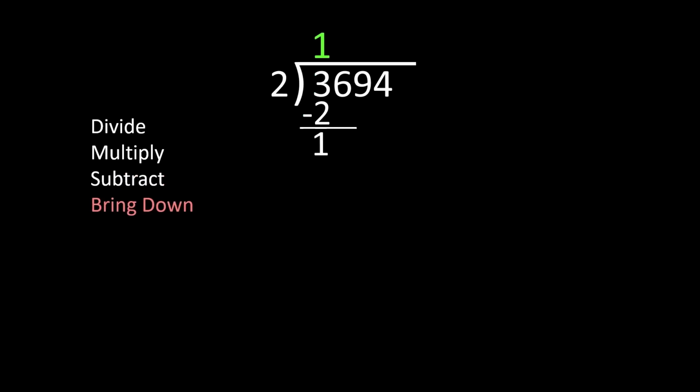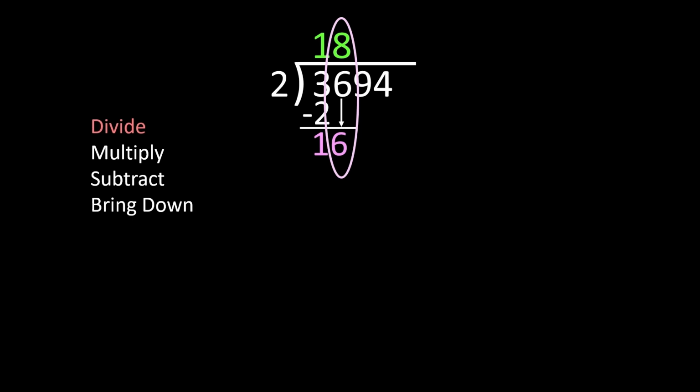Then I need to bring down. And when I bring down, I'm going to be going to the next number in my dividend, the 6. And I'm going to be bringing the 6 straight down and placing it here. Now, when I go to repeat my steps with division, I'm going to be dividing 16 by 2. 16 divided by 2 is 8.